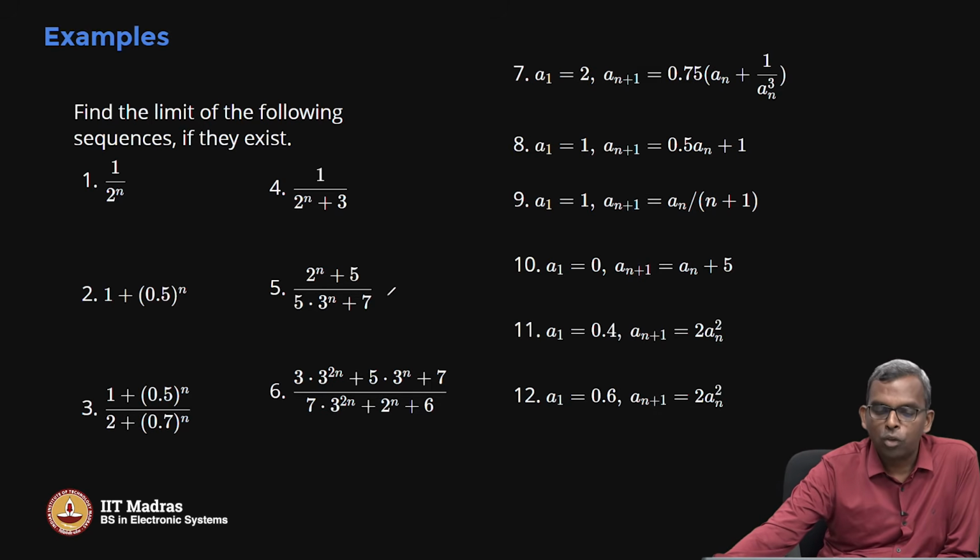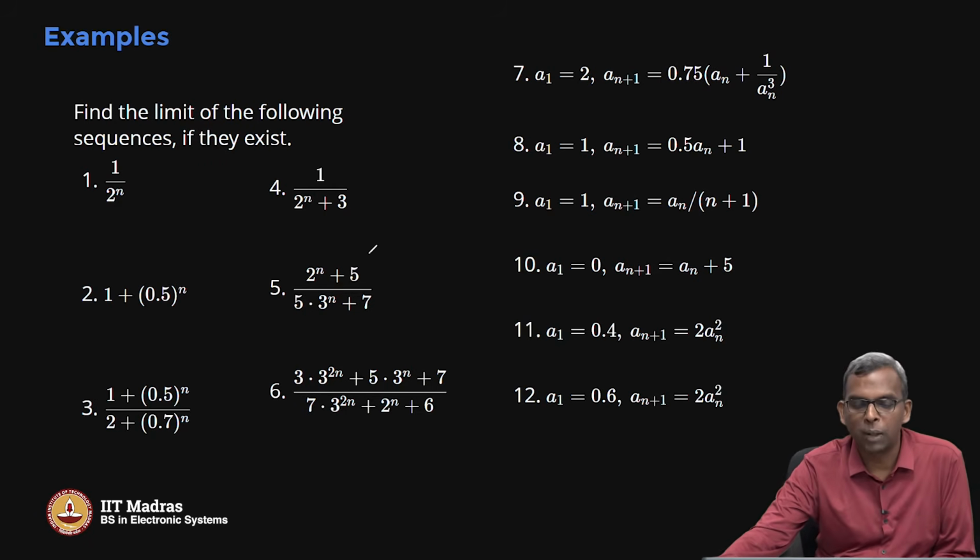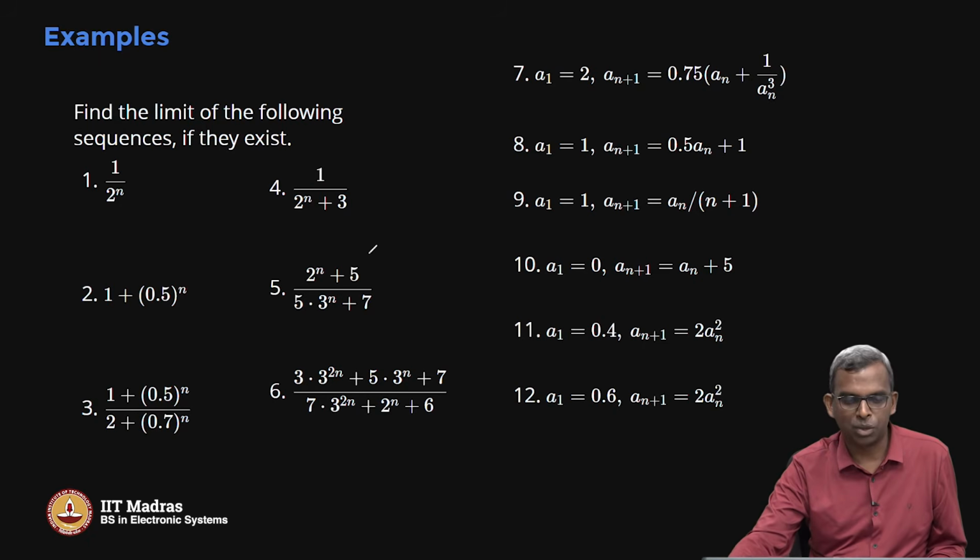Okay, 4, 5, 6 is also similar, except that I've twisted it around a bit, and instead of putting rational numbers power n, I'm putting 2 power n, 3 power n and all that. So how do we do this? Let's try the first one, 1 by 2 power n plus 3.